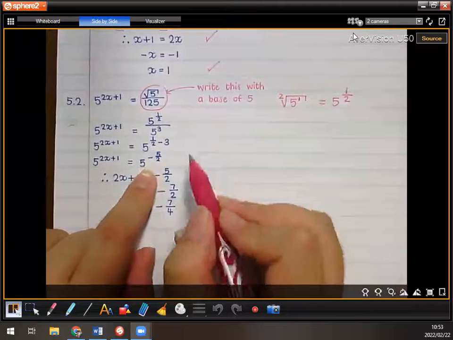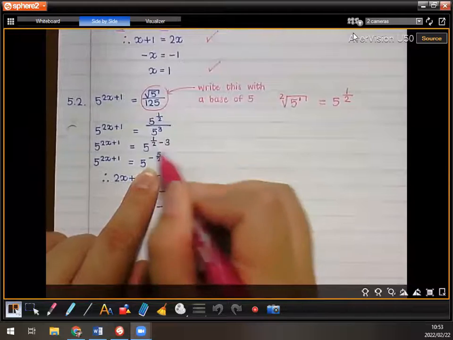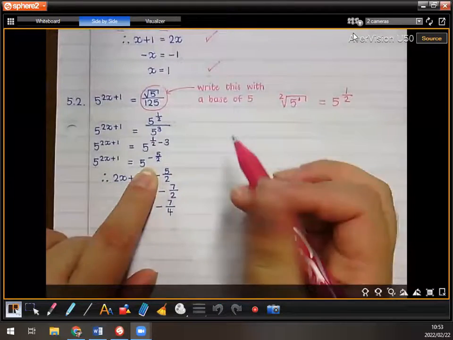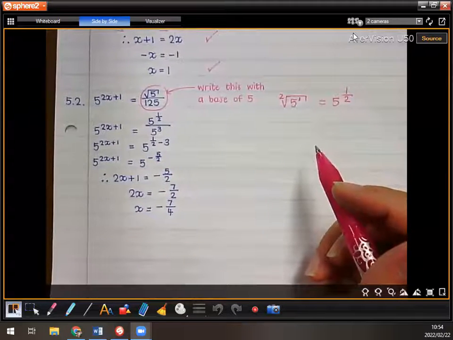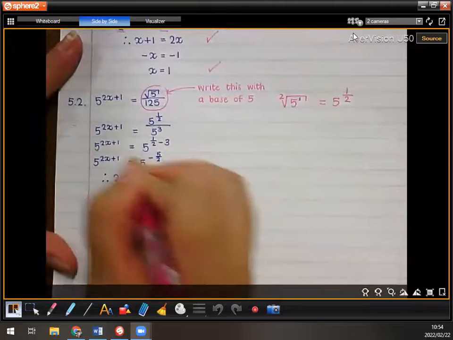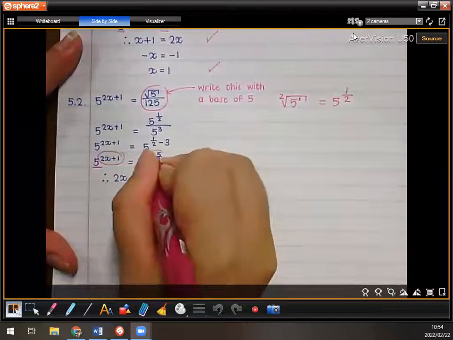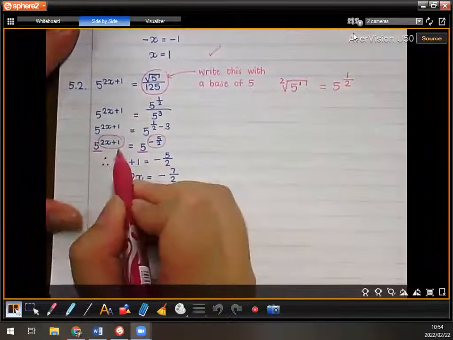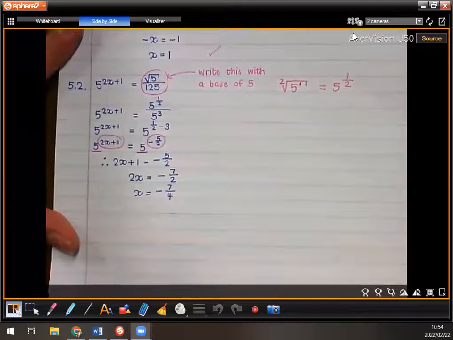Again, I just put in an extra step. You didn't have to. You could have done it here at the bottom, but I actually calculated that. A half minus 3, again, you can use a calculator for that. That's negative 5 over 2. So now we have the same bases, meaning that the exponents must be equal. All right, so 2x plus 1 has to be equal to negative 5 over 2.